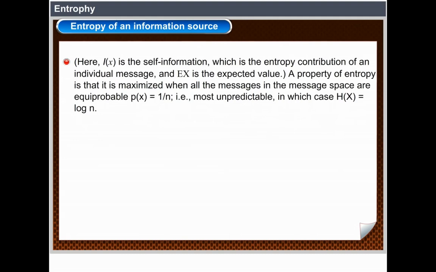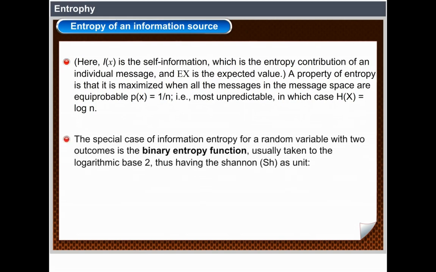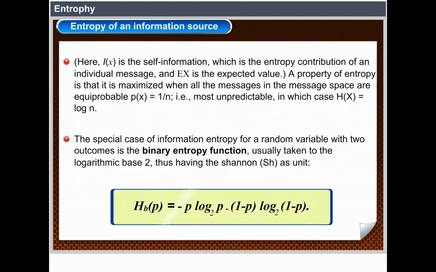A property of entropy is that it is maximized when all the messages in the message space are equiprobable, P(x) = 1/n, that is, most unpredictable, in which case H(X) = log n. The special case of information entropy for a random variable with two outcomes is the binary entropy function, usually taken to the logarithmic base 2, thus having the Shannon as unit. H_b(p) = -p log₂ p - (1-p) log₂ (1-p).